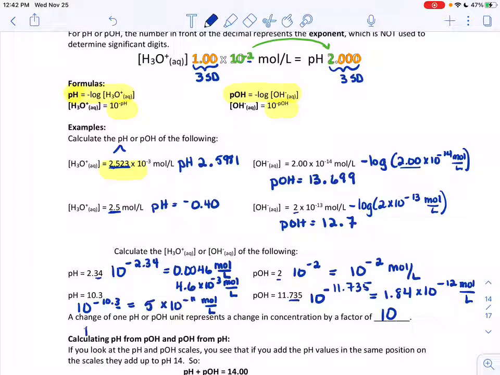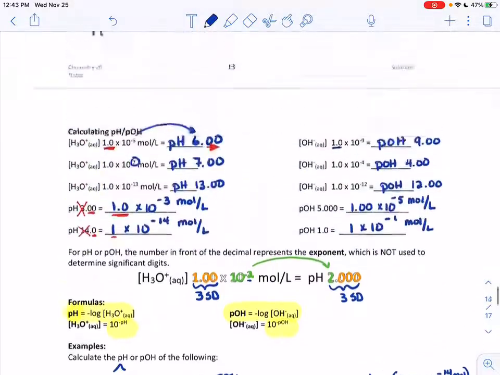So for example, if I go from pH 3 to pH 5, what's the difference in the concentration of the solutions? And so basically going from pH 3 to pH 4 changes by a factor of 10. And then from 4 to 5, it changes by another factor of 10. So this becomes 10 times 10. And so it turns out to be 100. So solution with pH 3 is 100 times more concentrated than a solution with a pH of 5. So realize that, again, pH and pOH represents the exponent of a solution with the base of 10.